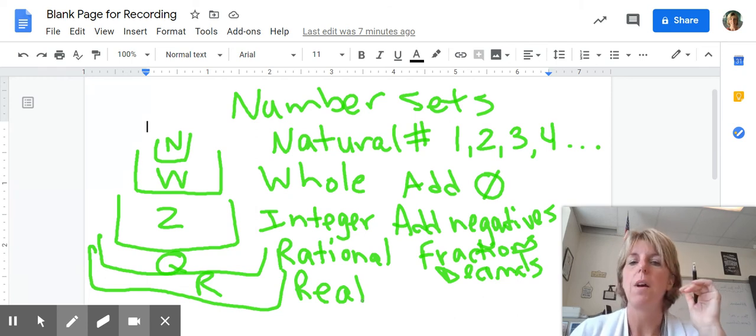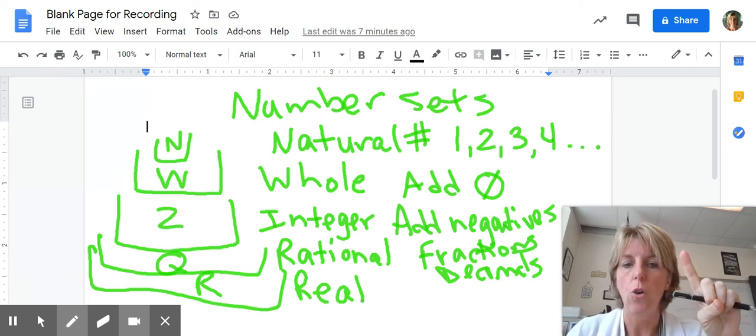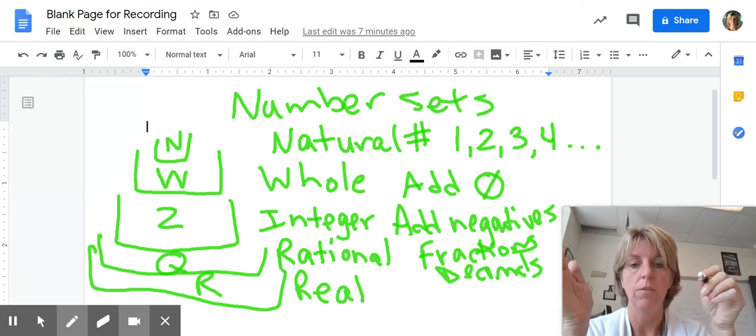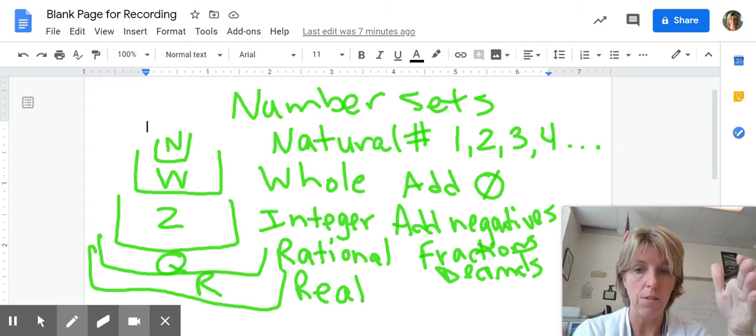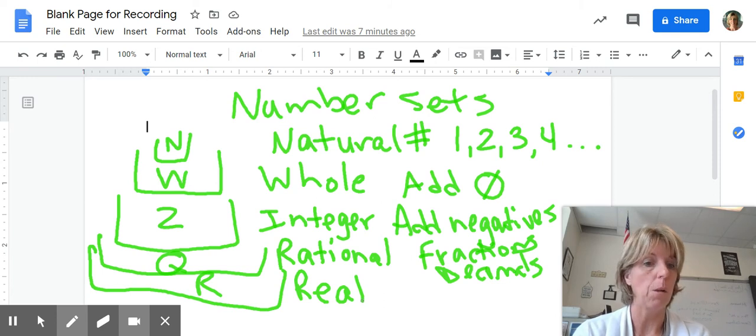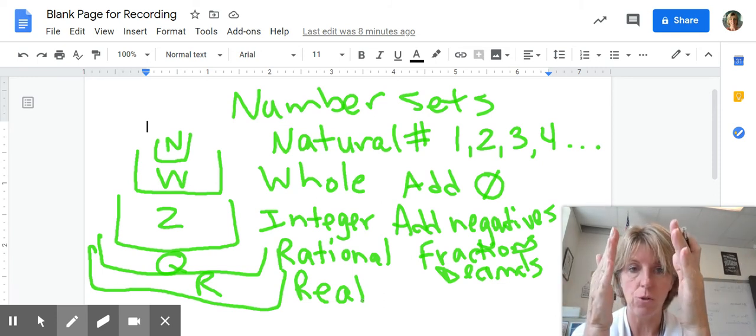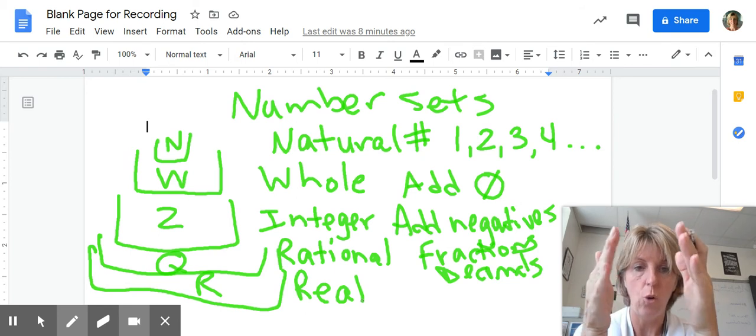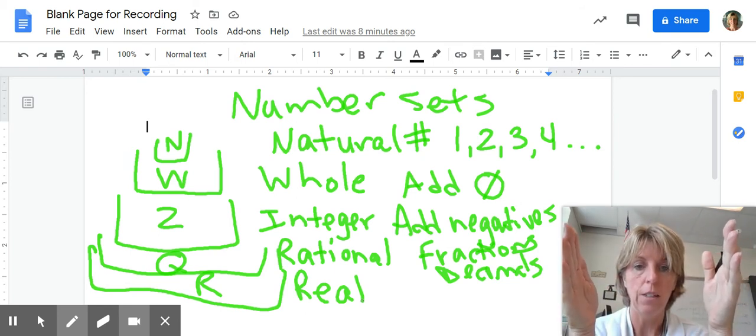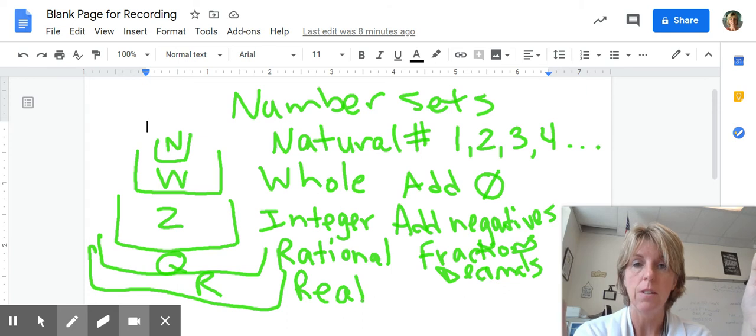Okay? So we have natural numbers are counting numbers. Whole numbers, you add 0. Integers, you add negatives. Rational, add fractions and decimals. And then real numbers are all of those. All right? So little bucket, natural, 1, 2, 3, 4, 5. Whole numbers, add 0. Integers, add negatives. Rational, add fractions and decimals. Real is all the numbers. I would pause the video and see if you can repeat that back.